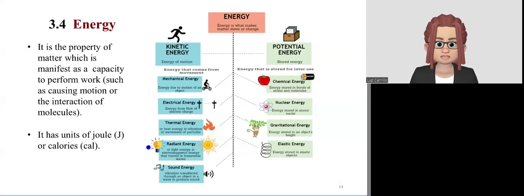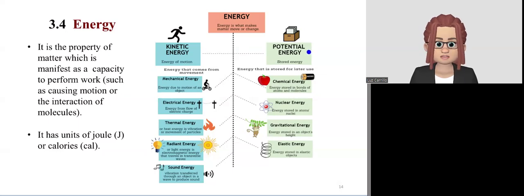We can have radiant energy, which is just another word for light energy, which is an electromagnetic energy that travels in the form of waves. Or we can have sound energy, which is a type of kinetic energy that results in vibration that is transferred through an object in a wave to produce sound specifically. If energy is not due to motion, then it is considered stored energy. And stored energy is known as potential energy.